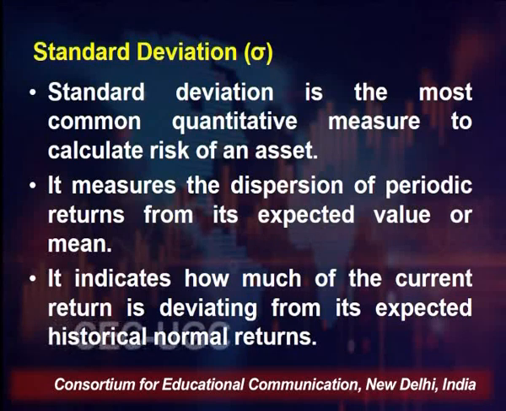Dispersion means variation, dispersion of periodic return from its expected value or mean. It indicates how much of the current return is deviating from its expected historical normal returns. Historically, say in a 50-year period, if you talk of real estate, on an average, how much it has given return on an annual basis. And you compare this mean return with the return of a particular period, right? That will measure the standard deviation. That will measure the risk of investing in that asset.